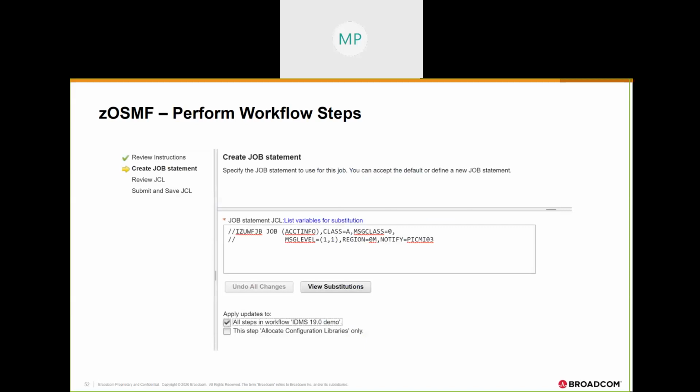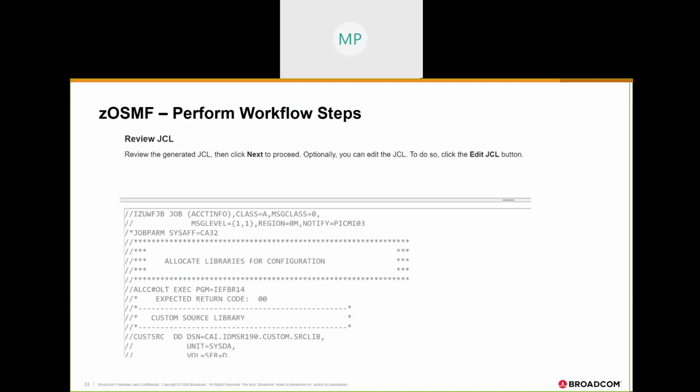This is an example of performing the Allocate Configuration Library step, which is job 1 in CAISAG. You will have the option to create a job card. If you have not defined a job card to zOSMF, you will need to modify the account info and message class. You can modify the job card for each step, or you can apply the job card to all steps in the workflow.